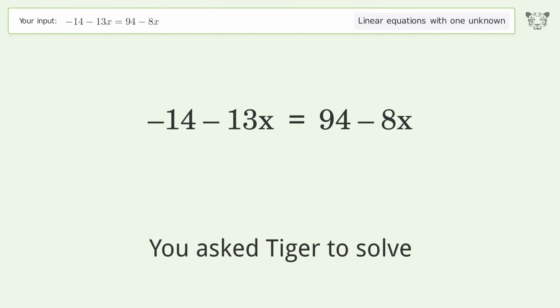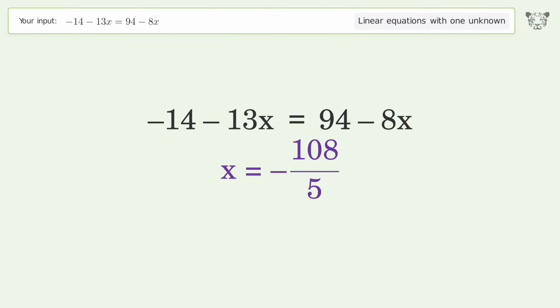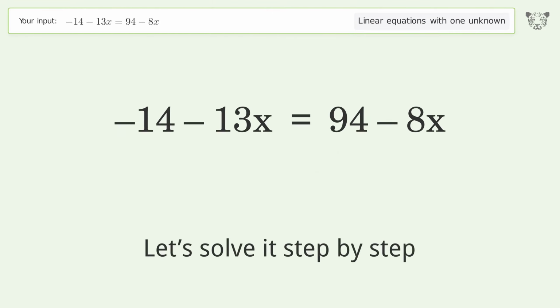You ask Tiger to solve. This deals with linear equations with one unknown. The final result is x equals negative 108/5. Let's solve it step by step.